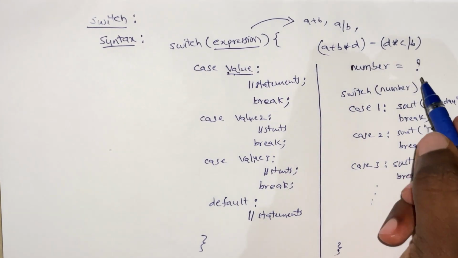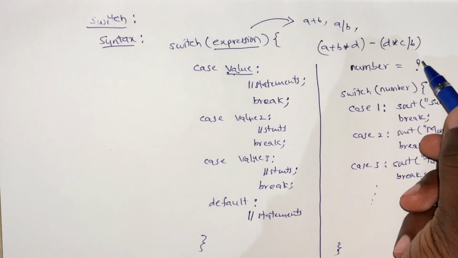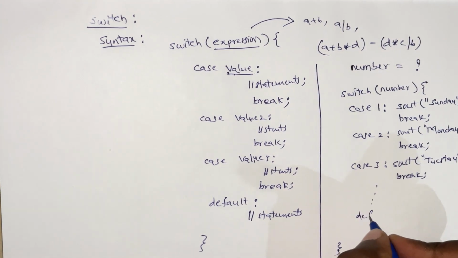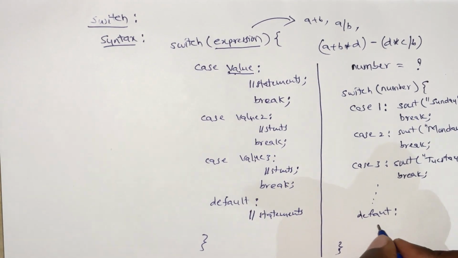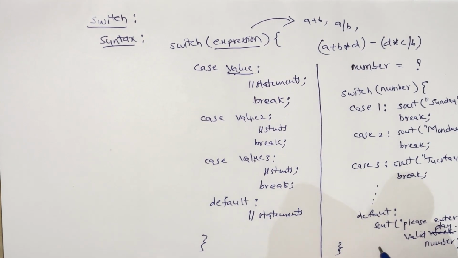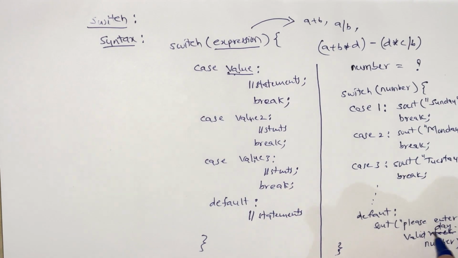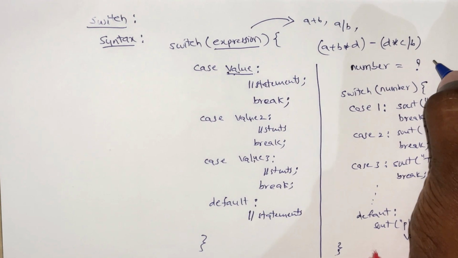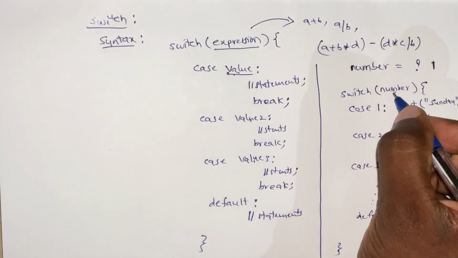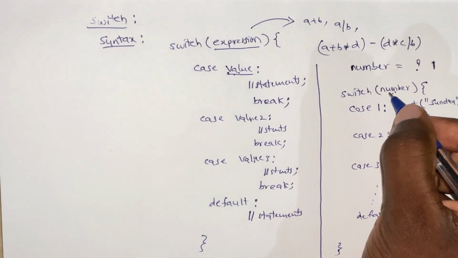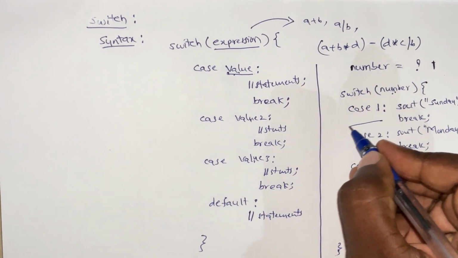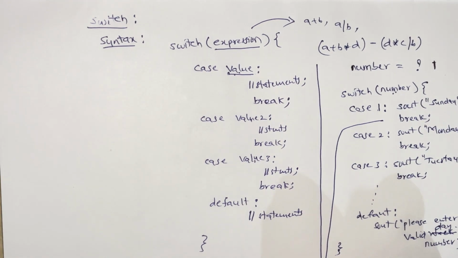Then there is a chance the number can be 0 as well or 8 as well, and those cases were not written here. At that time we can provide default, and here we can say please enter valid week number or day number, something like that. And then there is no need to break because this is the last statement, so it executes and it comes out. How exactly does it work? If you are giving 1, it comes here, it will check whether this one and this one is matching or not. Since it is matching, it will print Sunday, then break. Break means it comes out of the switch block.